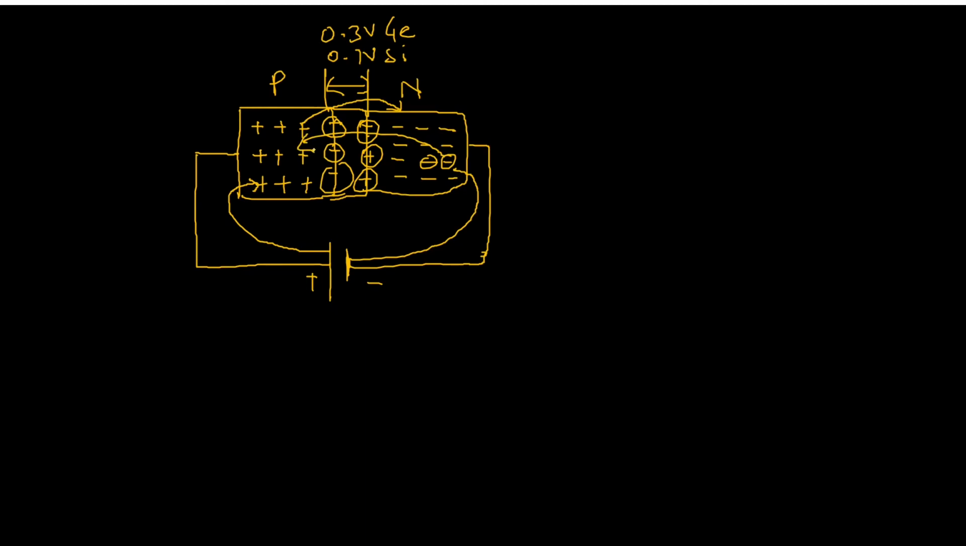But exactly when the junction is going to be crossed, what should this voltage be? If you draw the graph, the x-axis will be your applied voltage and the y-axis will be your current. If you start from zero, when the voltage is zero, there will be no crossover because the potential barrier, this area, is 0.3 volt in the case of germanium and 0.7 volt in the case of silicon.